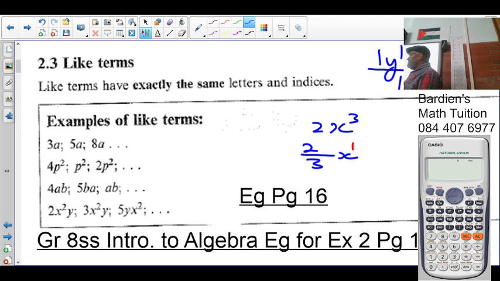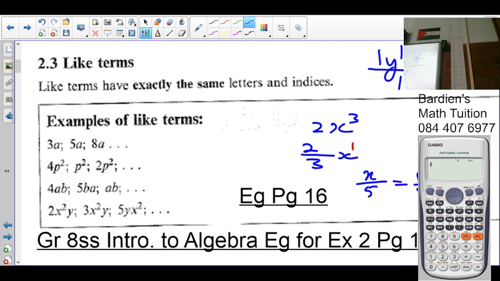Okay, you guys understand? So one more. What is the coefficient of x over 5? 1 over 5. Okay. You guys are sharp, yeah? So x over 5 can be written as 1 over 5x. So the coefficient is 1 over 5. You all understand?